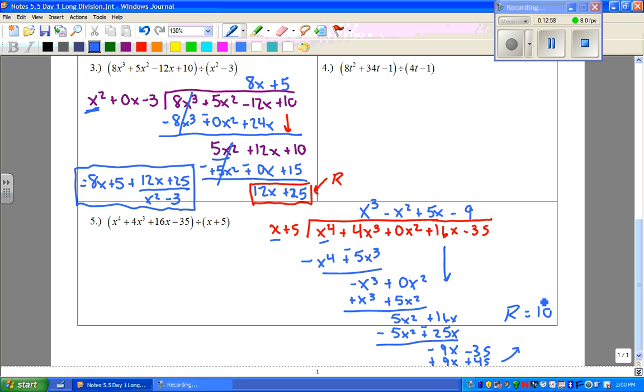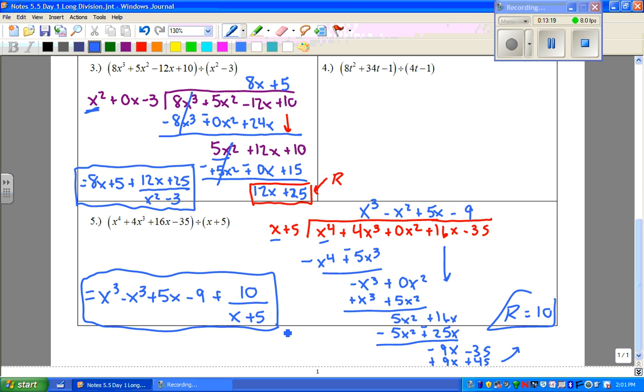All right? So since we have a remainder, remember this is not a factor of that polynomial, so our solution to this one is that when you divide the two, you get x cubed minus x squared plus 5x minus 9, and then you add on your remainder, 10 over x plus 5. So guys, this is one way to divide polynomials.